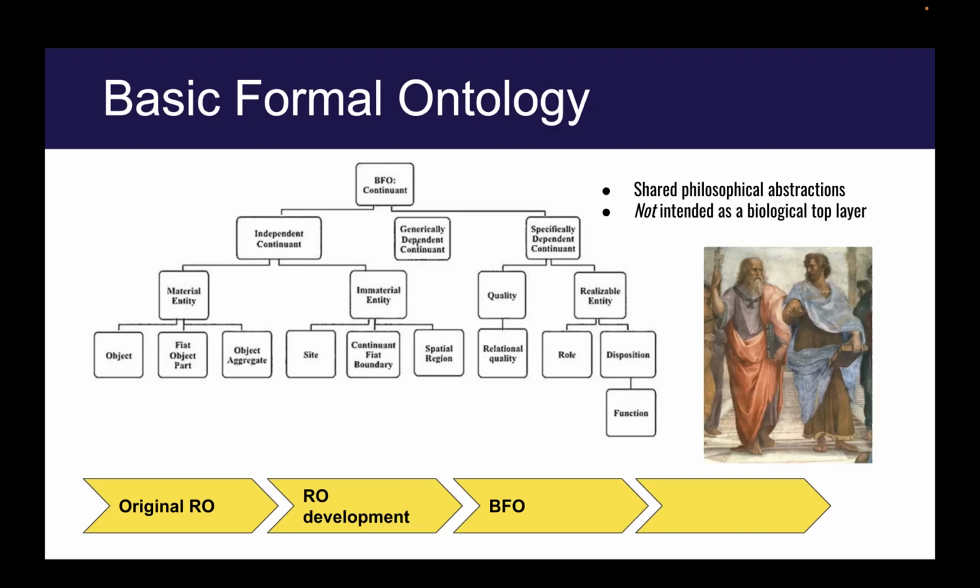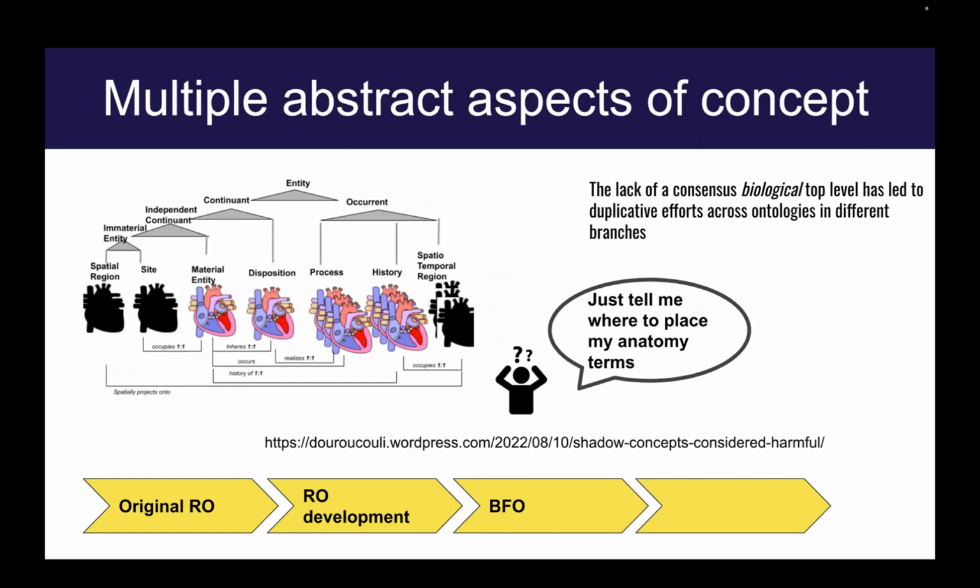So this serves as a useful shared set of philosophical abstractions across OBO. It's not intended as a biological upper layer. It's more a way of making sure that you can be very precise with the terms in your ontology about what they mean according to these abstract philosophical ways of looking at the world. While this can definitely be very useful for rooting your ontology in this level of precision, sometimes it does lead to confusion.